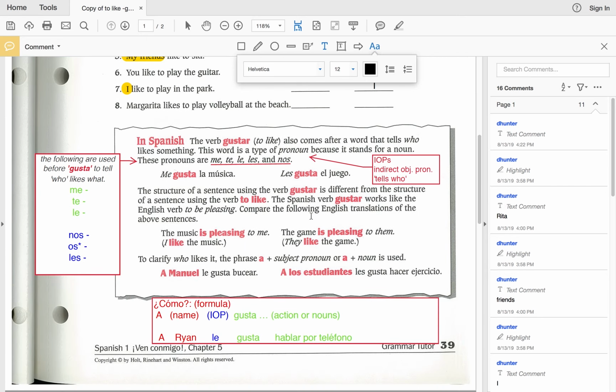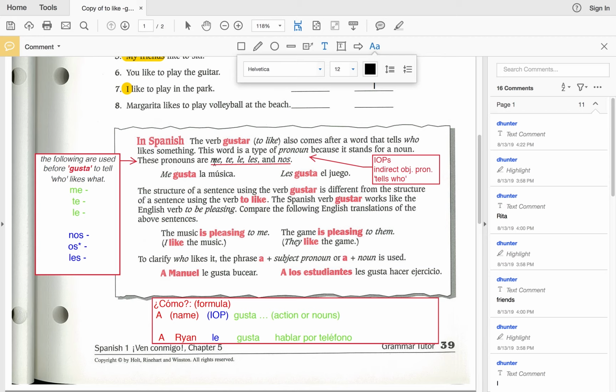In Spanish, the verb gustar, to like, comes after a word that tells who, just like in English. Who likes something? This word is a type of pronoun because it stands in for the noun. We use this all the time in Spanish. Even if we tell who likes it, we still need that pronoun. These pronouns have a special name. They're called IOPs, or indirect object pronouns. Again, they tell who. You have to use them. The following are used before gusta to tell who likes what.